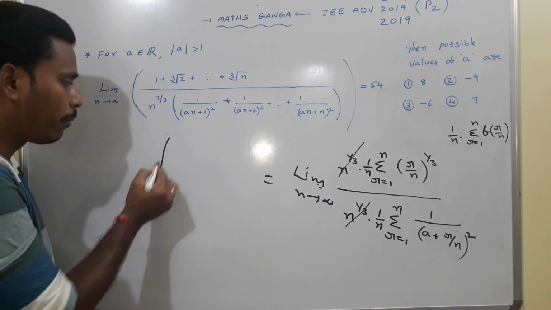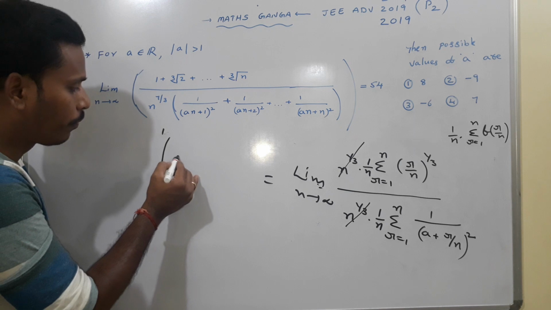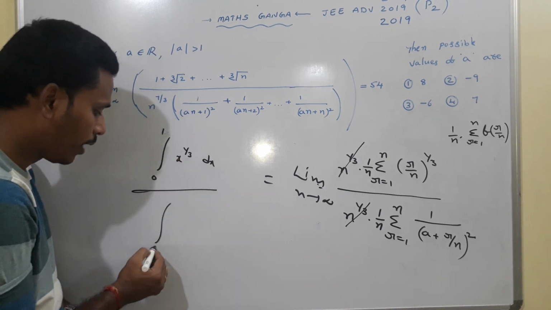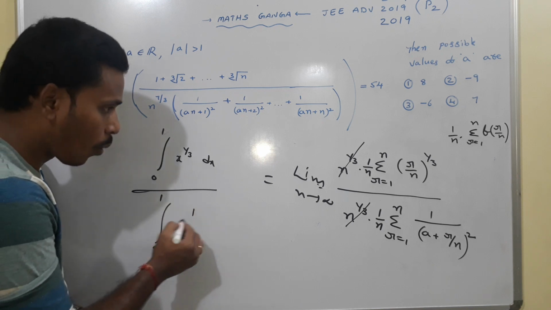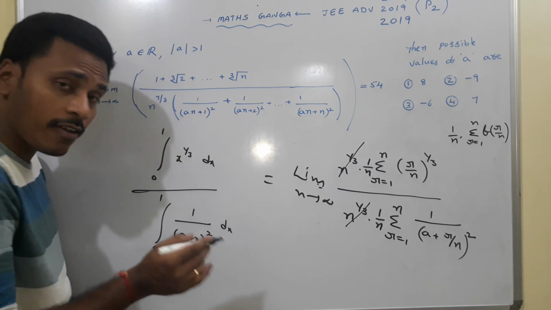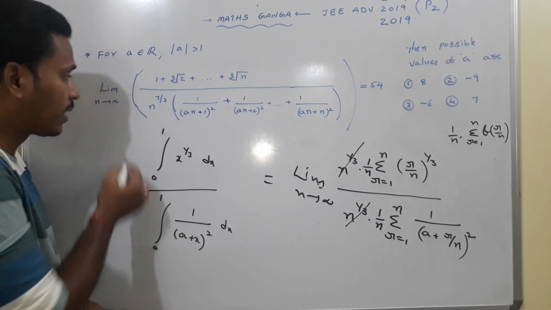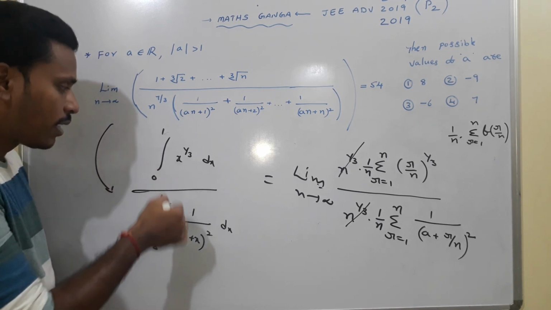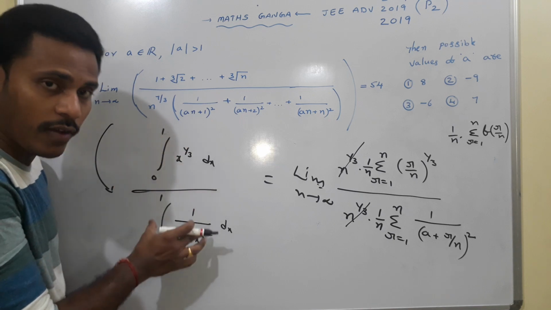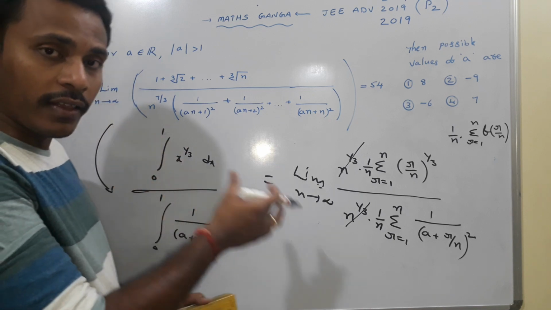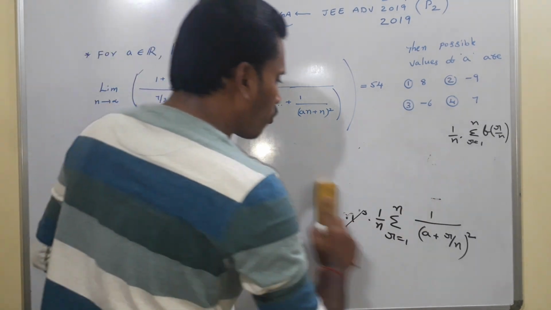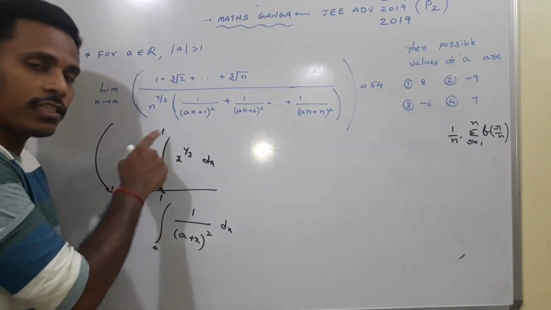Now the numerator will become the integral from 0 to 1 of x^(1/3) dx. The denominator will become the integral from 0 to 1 of 1/(a + x)^2 dx. Finally, the given limit summation is nothing but this ratio of the integrals. This value is given as 54. First of all, calculate the value of this ratio of integrals and then equate it to 54 to get the value of a.